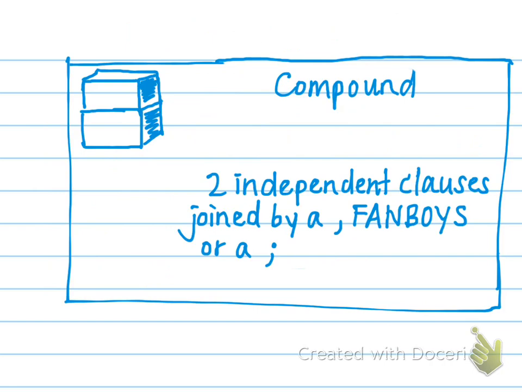Compound sentence is 2 independent clauses joined by one of our fanboys, comma, fanboy, or with a semicolon. That's what that dot over the comma is. So I represented that with 2 boxes stacked on top of each other, because they just build on each other. They're compound. They're not a different structure.